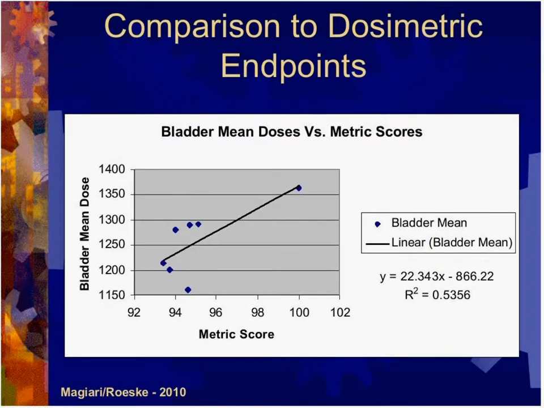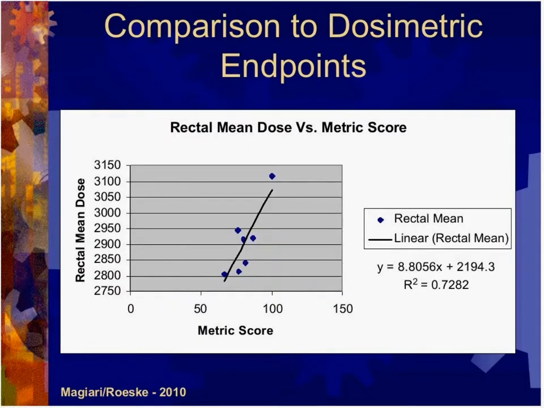I just have a few charts here of mean doses to metric scores. We were trying to see if there's a linear similarity or some sort of linear function between scores and dosimetric endpoints. You can see here there is some that we established on both bladder mean doses and rectal mean doses. Limited, but some.